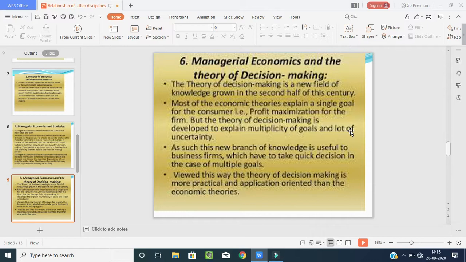Now as such, this new branch of knowledge is useful to business firms which have to take quick decisions in case of multiple goals. Not only that, in the last paragraph they have mentioned clearly that, viewed this way, the theory of decision making is more practical and application oriented than the economic theories. Why is it more practical? Because depending on the decisions only, the company will take actions. If our small decision is wrong, then it will affect the whole organization, like marketing a product. The whole product will be ruined.